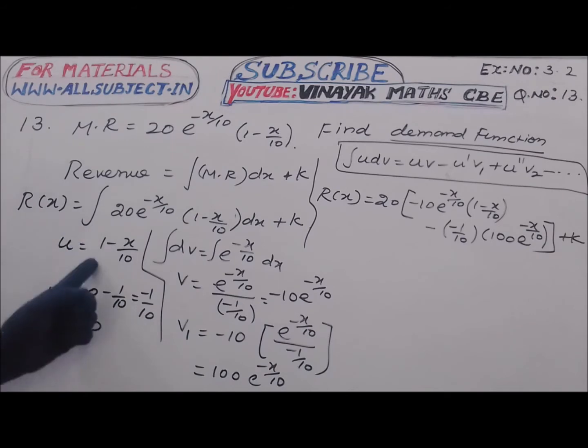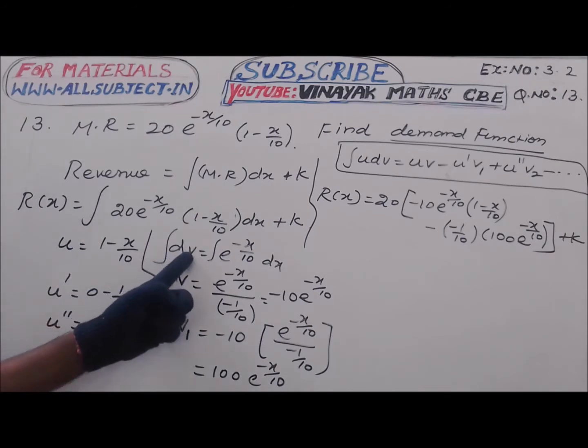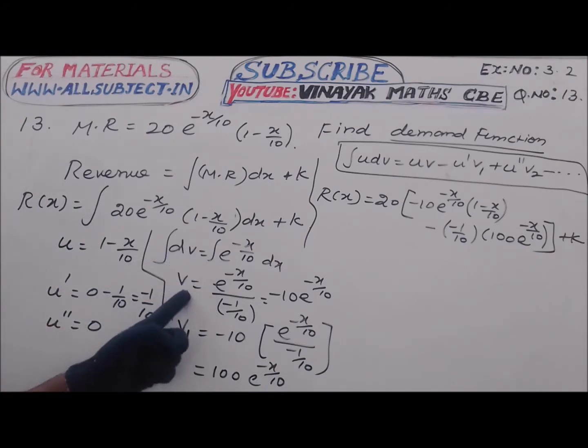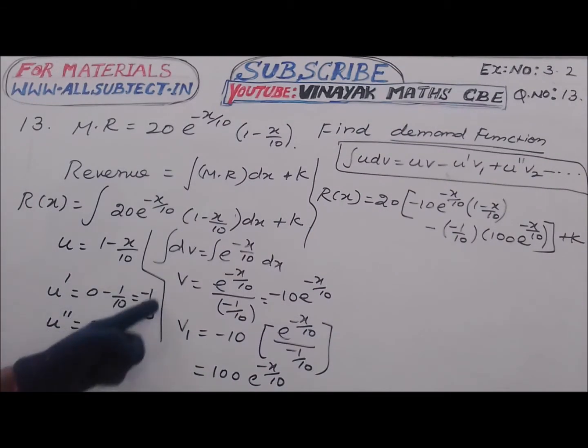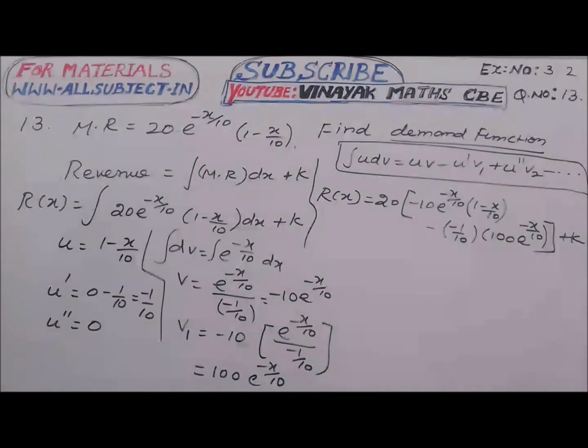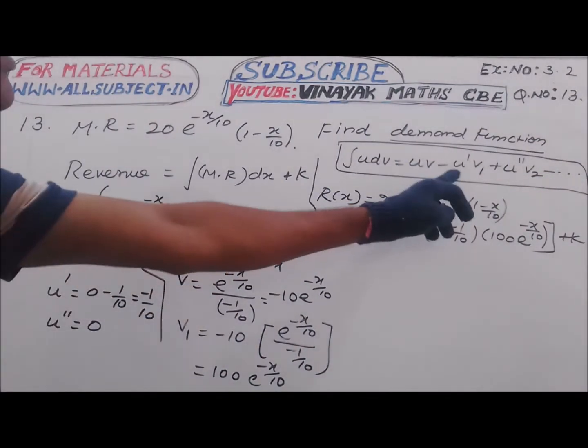First of all, choose u and then choose dv, integrate dv, you will get v, again integrate v, you will get v1. From u, differentiate twice. The first derivative gives u dash as minus 1 by 10. Differentiating again, it is a constant, so it becomes 0, so u double dash is 0. So we have derived the required terms here.